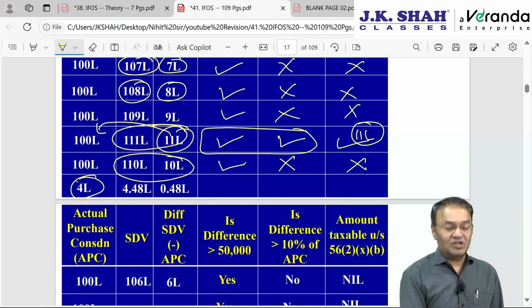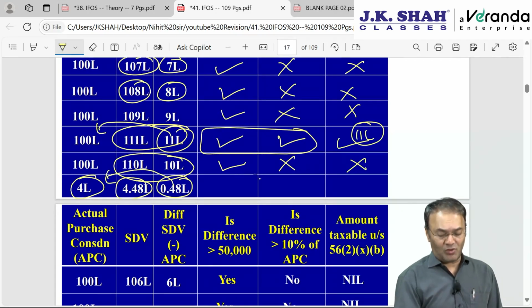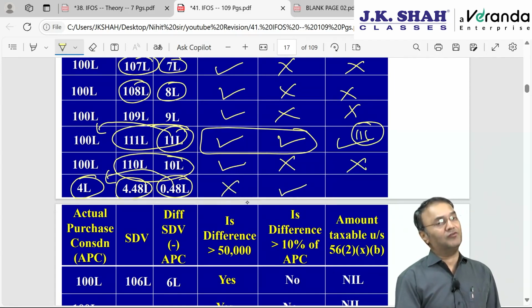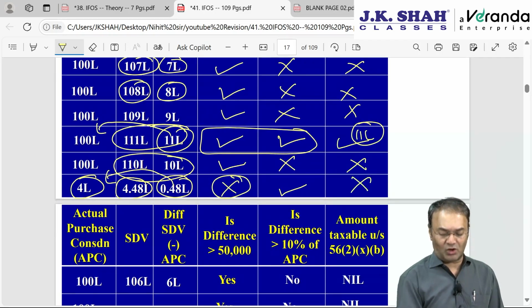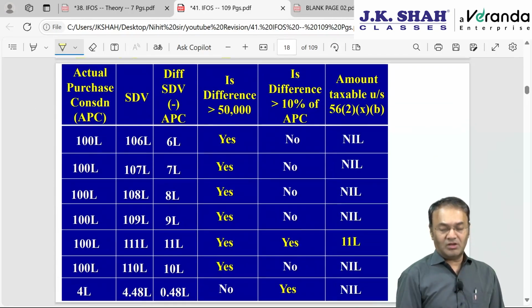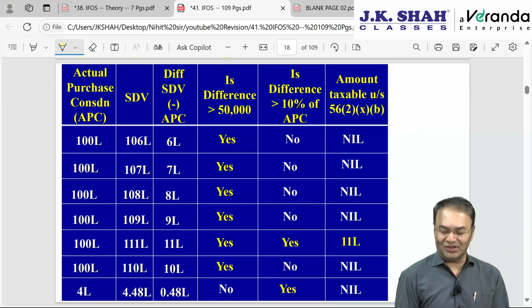However, if the actual purchase consideration is 4 lakh, stamp duty value is 4 lakh 48 thousand, the difference is 48,000. 48,000 is more than 10% of 4 lakh, so the 10% condition is fulfilled, but the difference should also be more than 50,000. This condition is not fulfilled, so taxability will not arise. You can take a screenshot of this particular slide. You can pause the video and copy this down, or you can take a screenshot. I will proceed further.